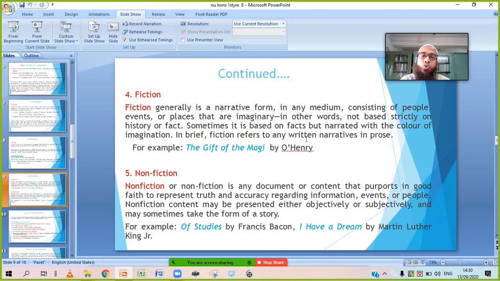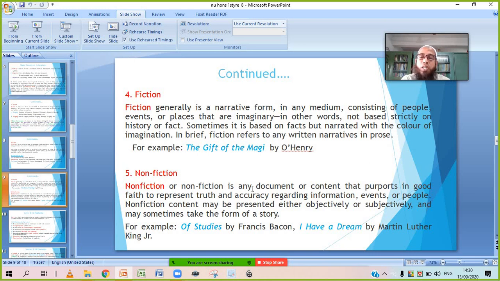In brief, fiction refers to any written narratives in prose. Look at the word fiction actually. Fiction means something imaginary, imagination. For example, from your course, The Gift of the Magi by O. Henry, the short story, is a fiction. Have you read the short story The Gift of the Magi? Of course, some of you have read it by this time. There are some others also. Araby is another story, a fiction. In your syllabus, you must read all the stories yourself and try to find out the characteristics of fiction in those stories.